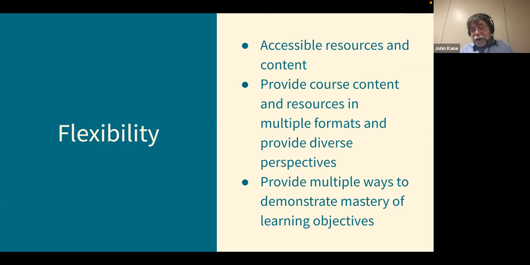Make sure all the digital resources you have are accessible. Also, provide the course content in multiple formats and provide diverse perspectives to provide an inclusive environment. By multiple formats, that means you might have some materials, which is text that they read. You might have some videos they watch. You might have some poems they read. You might basically allow them to acquire the content using a variety of modalities.